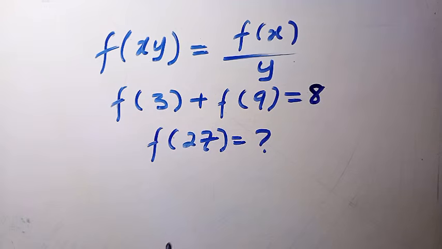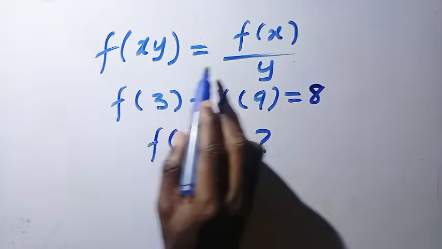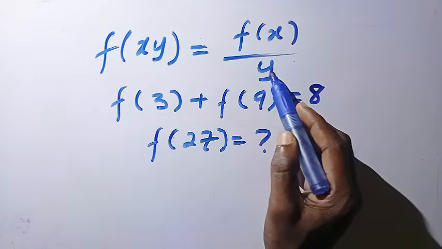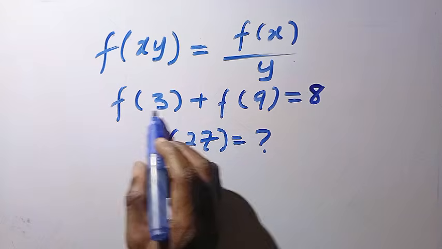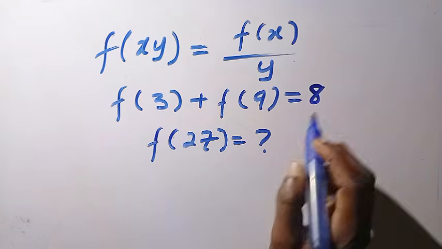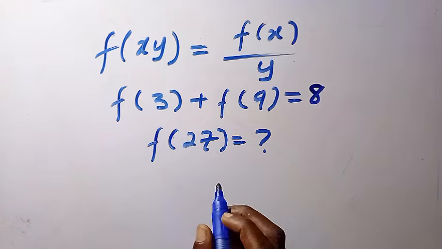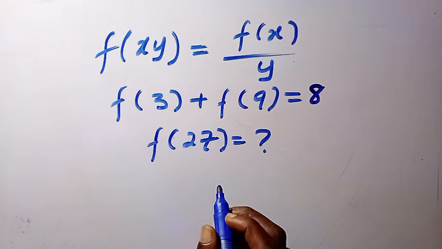How do we solve this problem? We have f of xy equals f of x over y. Again, f of 3 plus f of 9 equals 8. What is f of 27? Pause this video and give it a try.